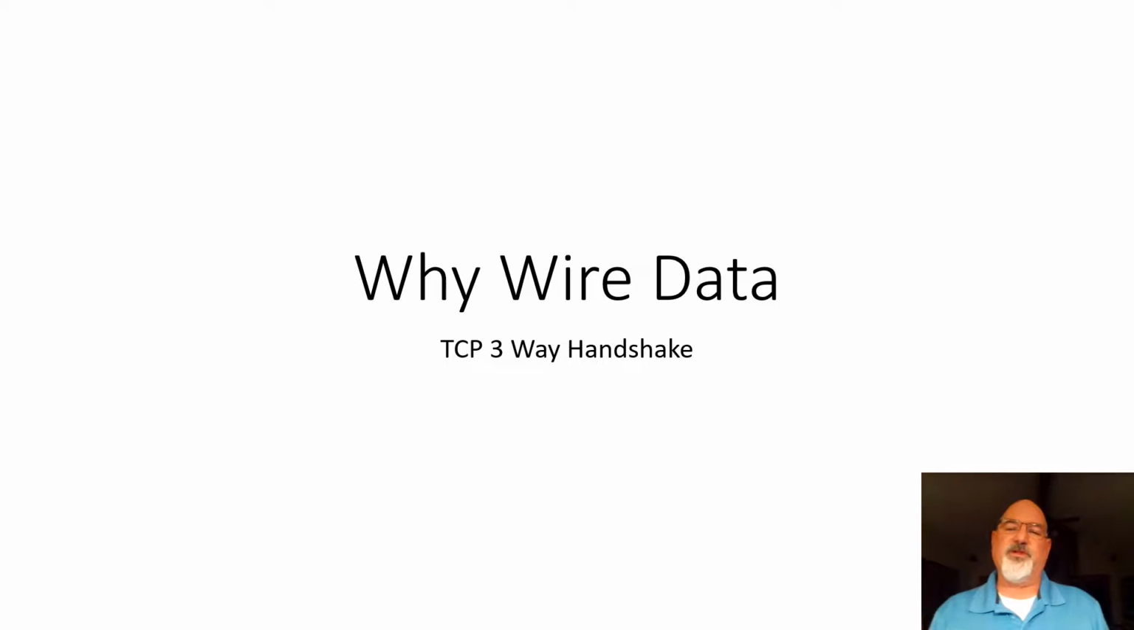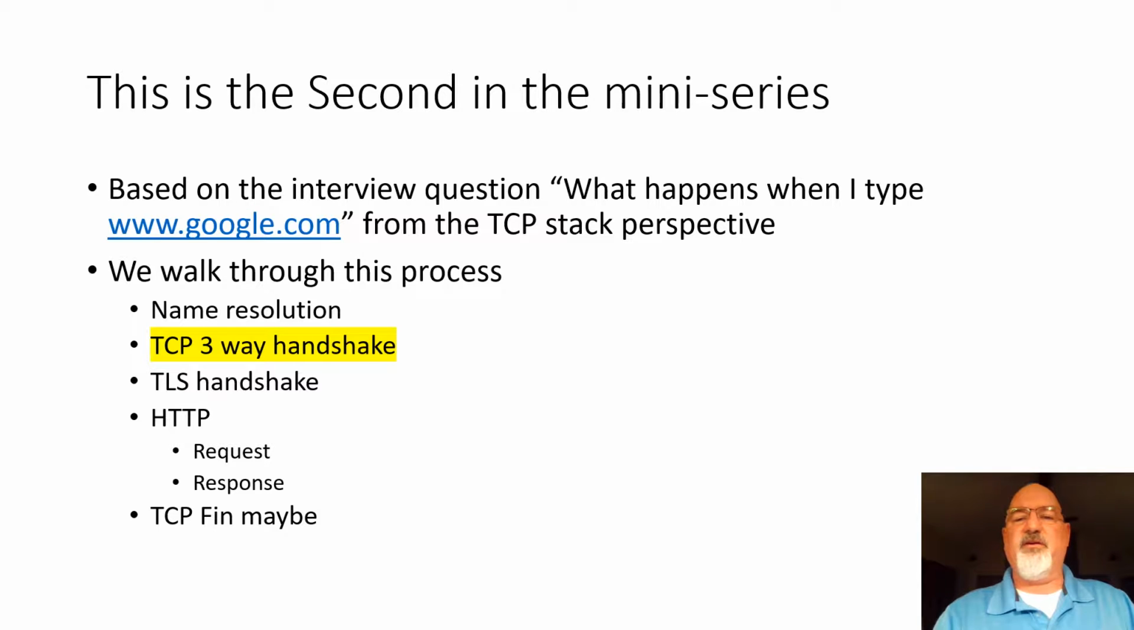This is something pretty cool that I've been thinking about for a long time. I actually tried getting this going a while back and it didn't quite take off, but I've decided to just start putting this stuff out because I think it's something that's lacking. This is the second in the series based on an interview question. We're going to talk about the TCP three-way handshake. This is really based on the interview question of what happens when I type www.google.com in my browser.